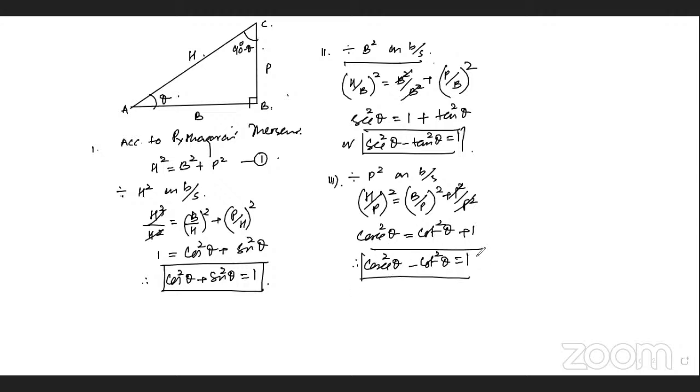So these are the three identities that we have obtained from this triangle, using the Pythagorean theorem first, and then dividing that equation. In the first instance, we divided it by h square. Then in the second instance, we divided by b square. And in the third case, we divided by p square. In this particular chapter, you'll find a number of identities, and you will have to remember them.